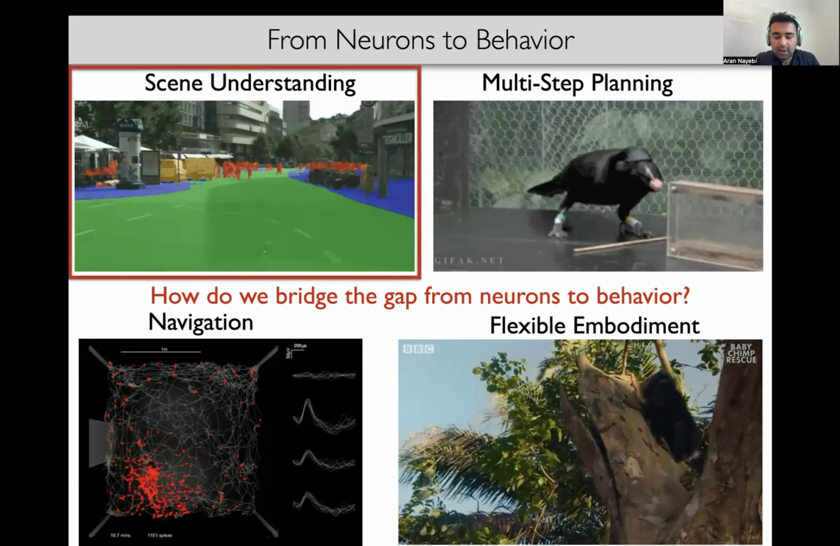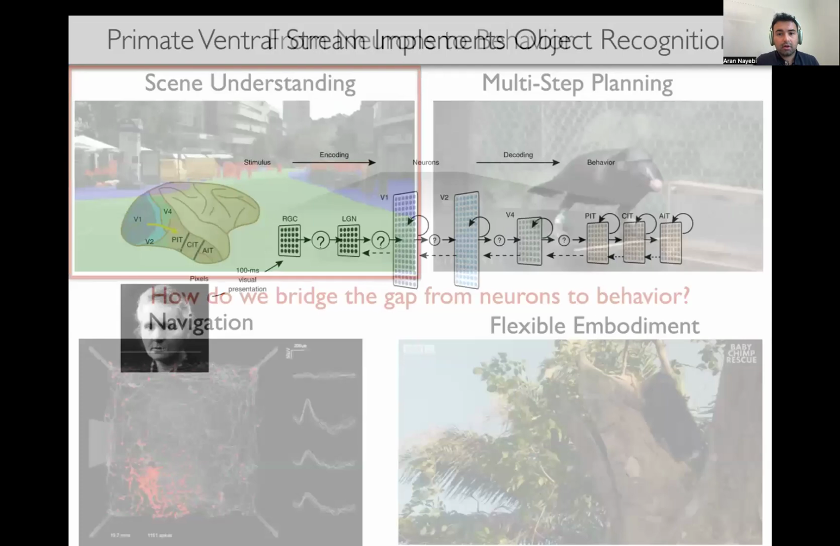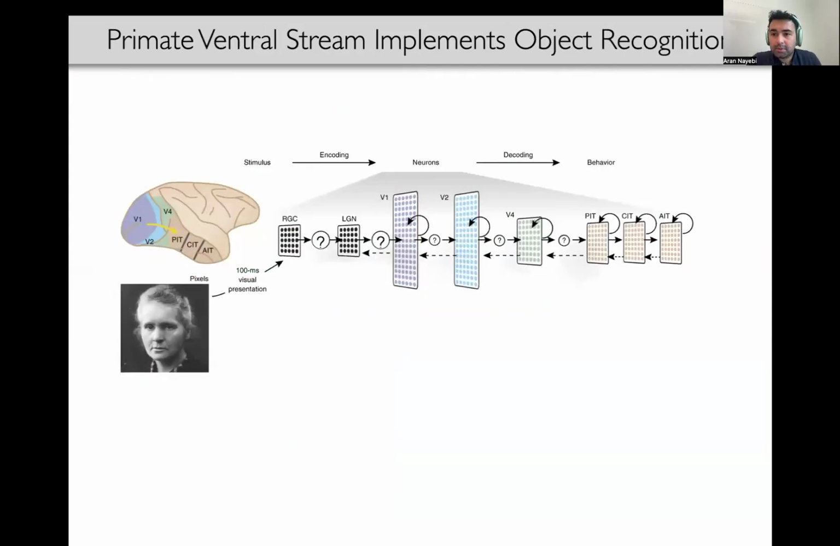Only in the past decade have we gotten a handle on this question in the domain of scene understanding, especially in vision. In particular, it's known that the primate ventral stream implements object recognition, whereby an image, like this picture of Marie Curie, enters the retina and then proceeds down a hierarchy of areas that process it from V1 to V4, all the way up to IT, or inferior temporal cortex, whereby object recognition judgments that this is a person rather than a cat or a dog are readily read out.